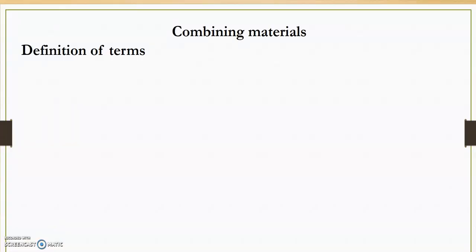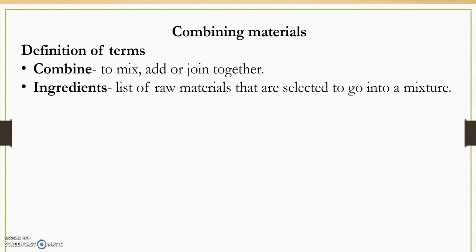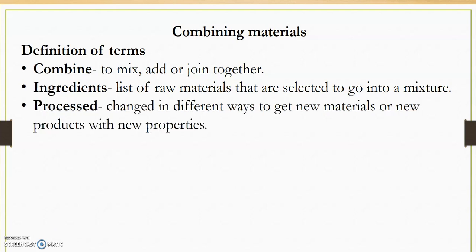Before we continue with the lesson, I am going to define a few terms that we are likely to encounter in the process of the lesson. Combine is to mix, add, or join together. Ingredients. This is a list of raw materials that are selected to go into a mixture. Processed means changed in different ways to get new materials or new products with new properties. So if you process something, you are changing it in such a way that the new product that is formed has got new properties.